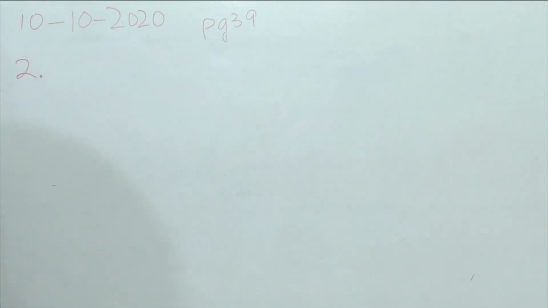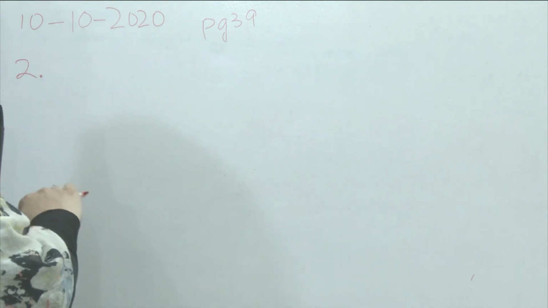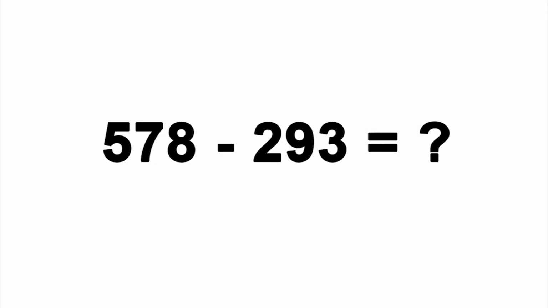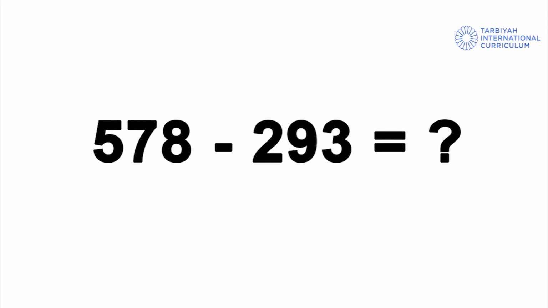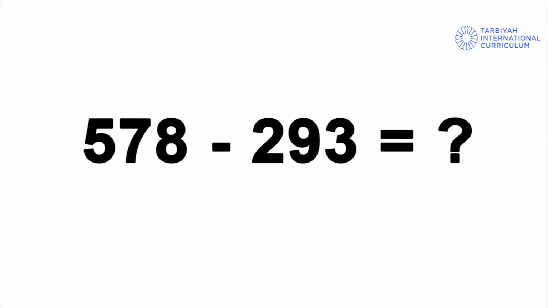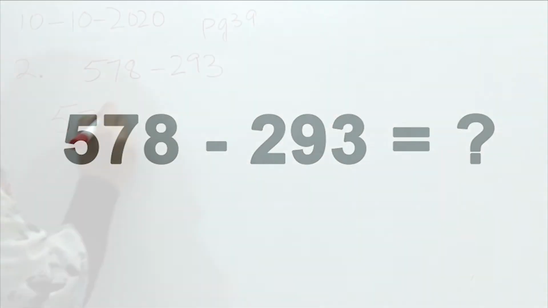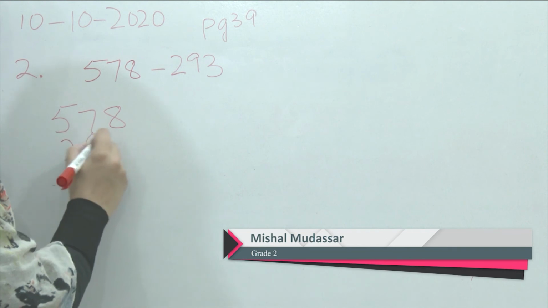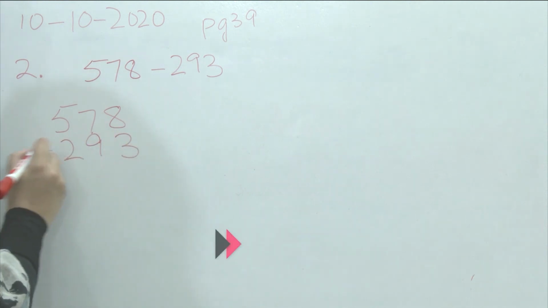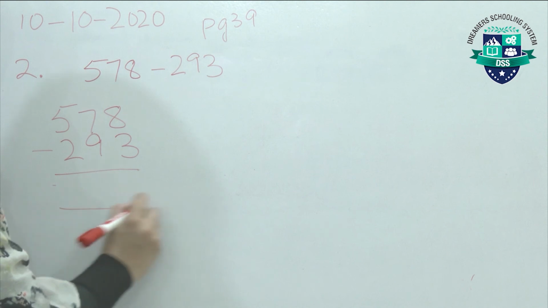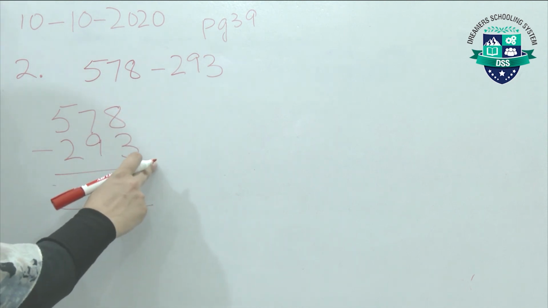Let's start our next question, that is subtract, cross out the correct number of cubes to find the answer. So it is similar to the one we have done before. So let's start. Our question is 578 minus 293. I will write 578 like this and 293 like this. As you know, subtraction always starts from here, from ones.